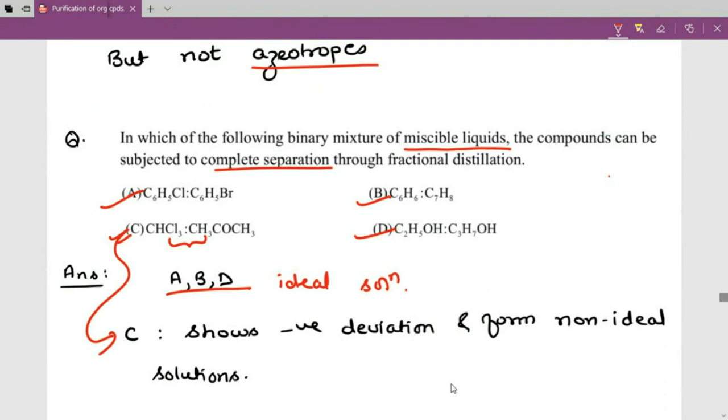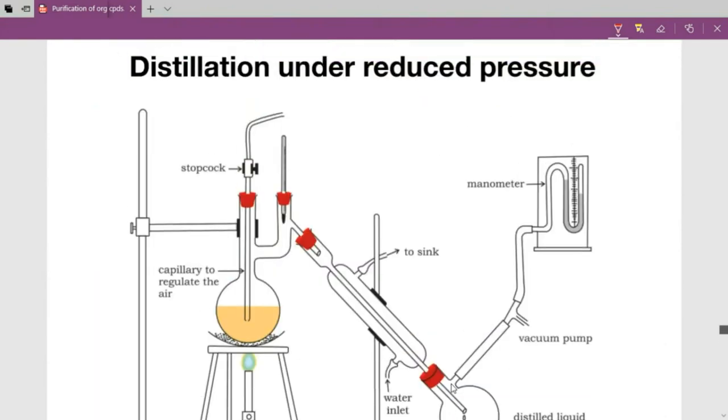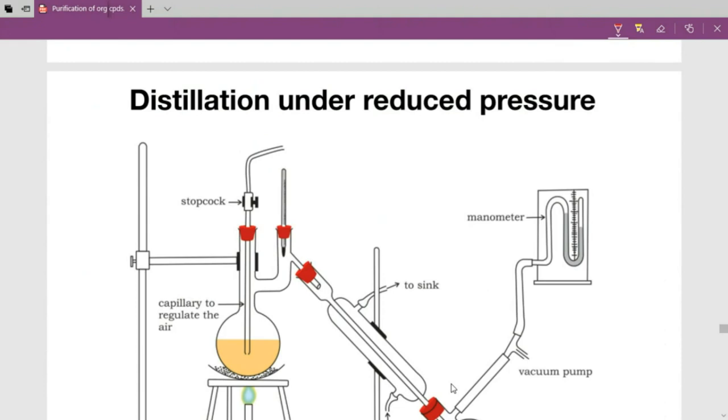Okay. So today we are ending our topic at fractional distillation. Tomorrow we'll start with distillation under reduced pressure and steam distillation.